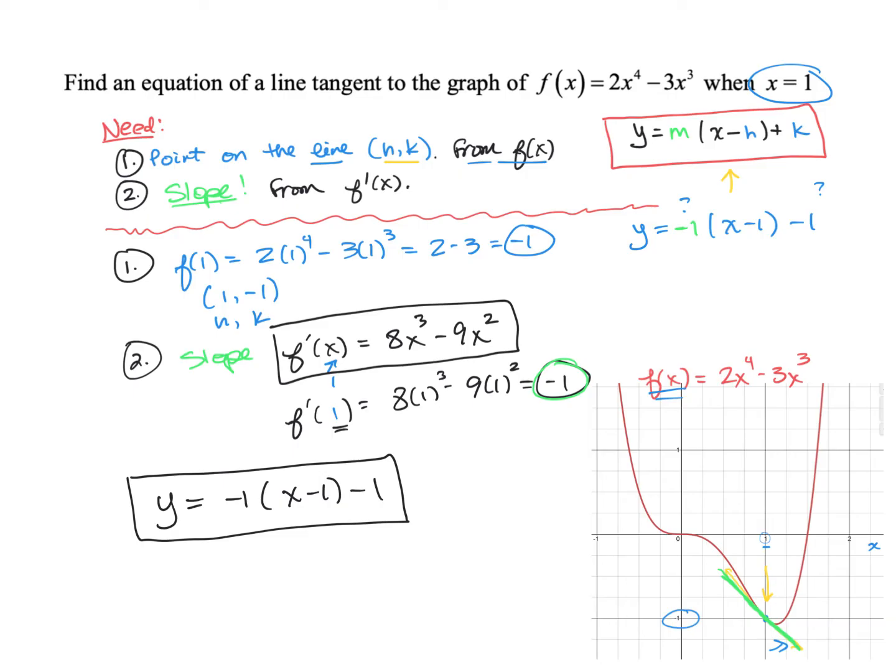A couple of you said, hey, the book answer is a little different. They're using point slope form, which is the exact same thing. They have just added 1 to both sides. So their form looks like this.